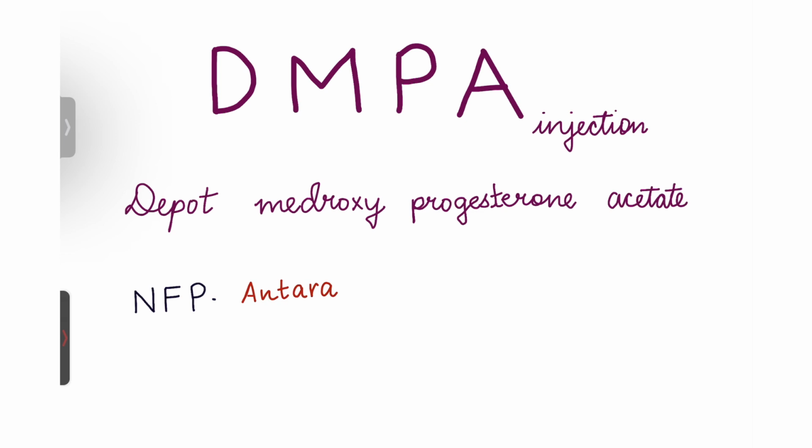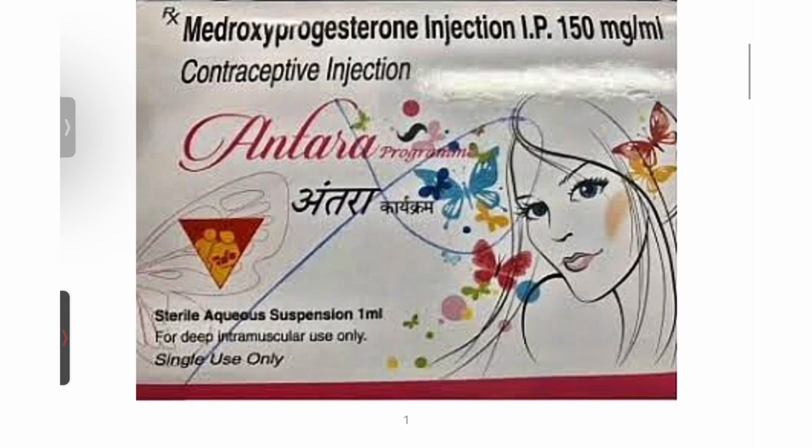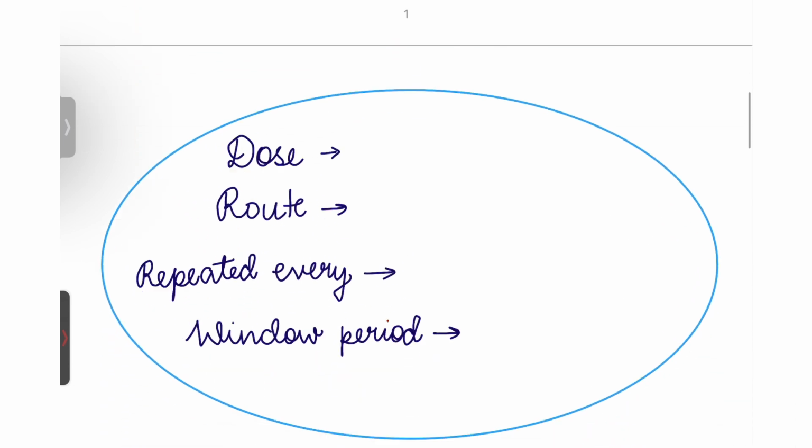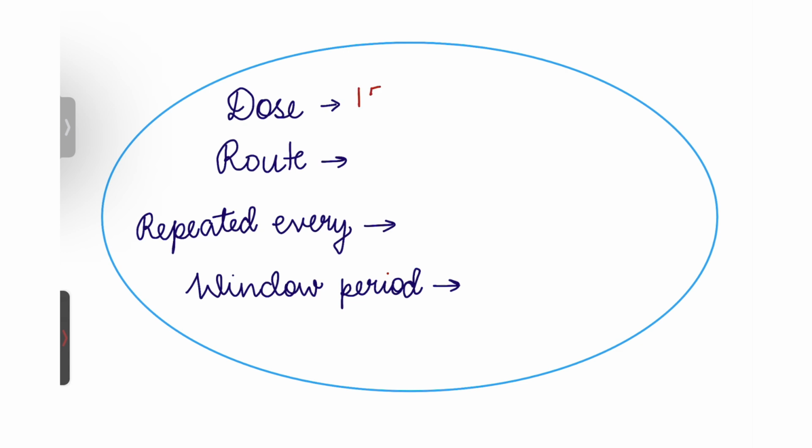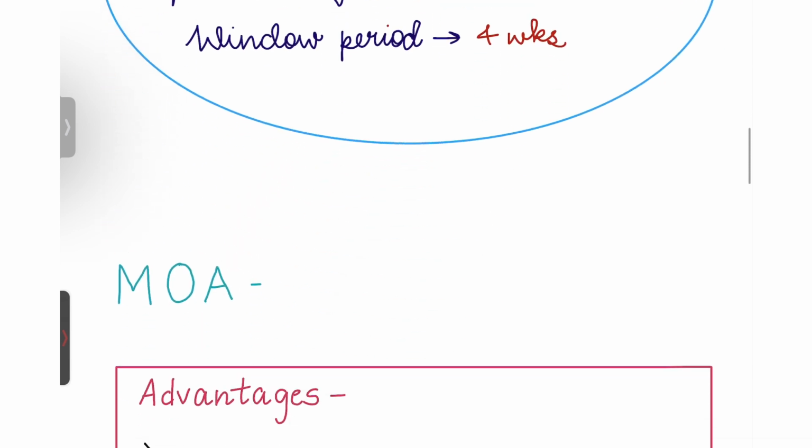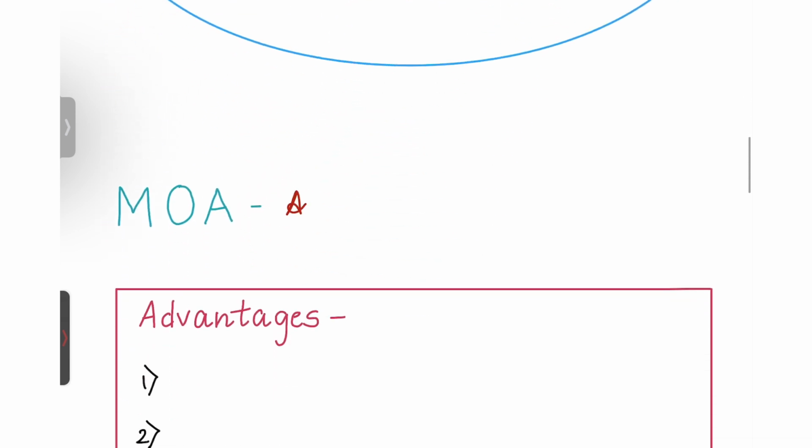Here we have a picture of Antara. The dose required is 150 milligram. It is given by intramuscular route. It is repeated every 3 months and there is a window period of 4 weeks. The mechanism of action is by anovulation.